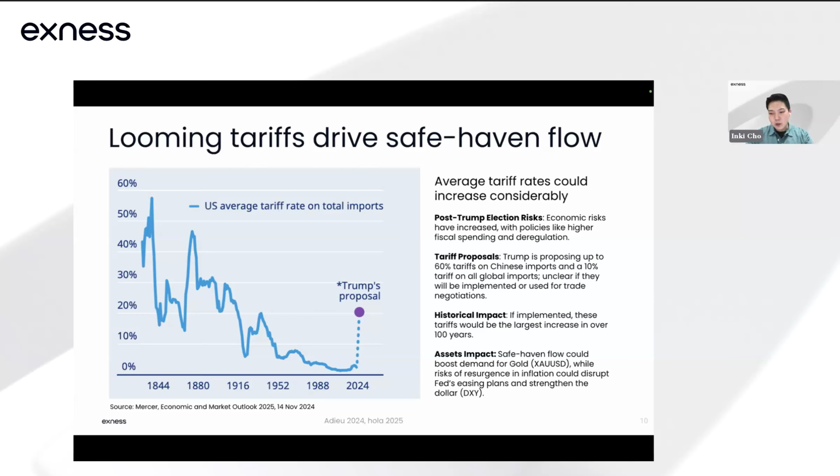And if the imposition of a 60% tariff on China is actually realized, a trade conflict between the United States and China will be inevitable. And the possibility of a resurgence of inflation in the United States due to rising prices of imported goods from China also cannot be ruled out.